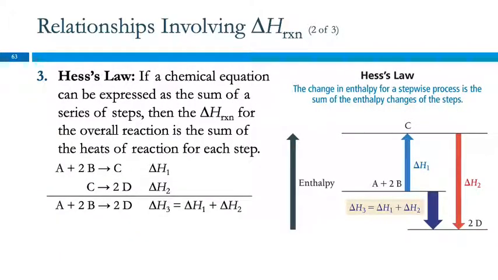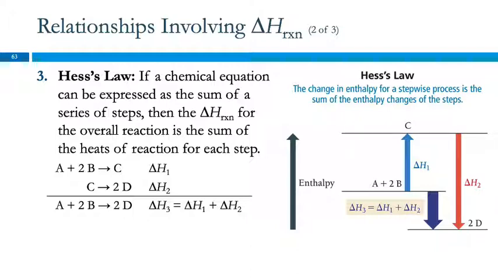And then Hess's law. If a chemical equation can be expressed as the sum of a series of steps, then the delta H for the overall reaction is the sum of the heats of reaction for each step. So I'm still interested in this A plus 2B goes to 2D, but I'm doing it in two steps. First, A plus 2B makes C, and then C breaks apart into 2D. So I can look at the change in energy for the first reaction and the change for the second reaction, and if I add them together, I'll get the overall.